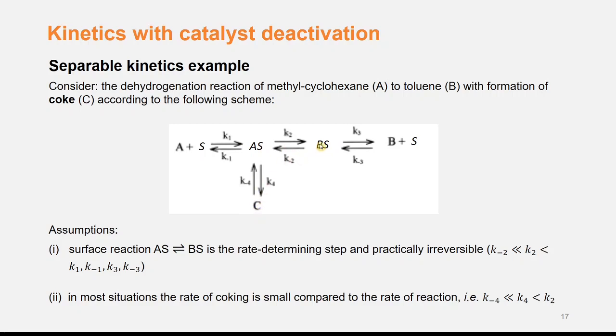BS very quickly goes to B plus S, with very little going back to AS. Once C is formed, very little goes back to AS. Essentially, the coke is permanently blocking the site S.